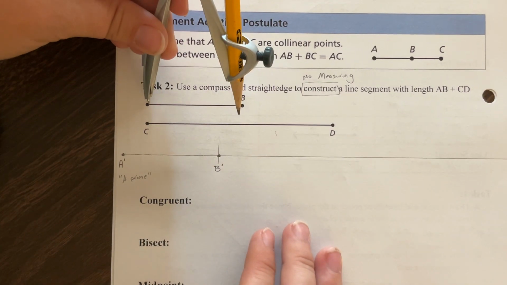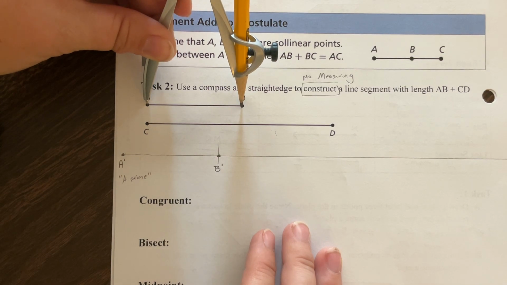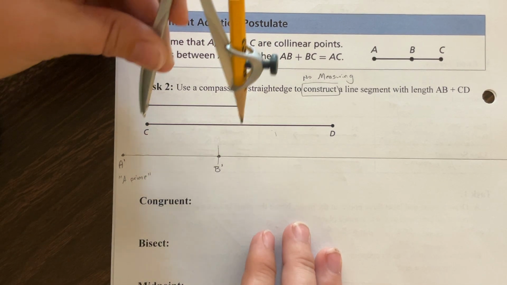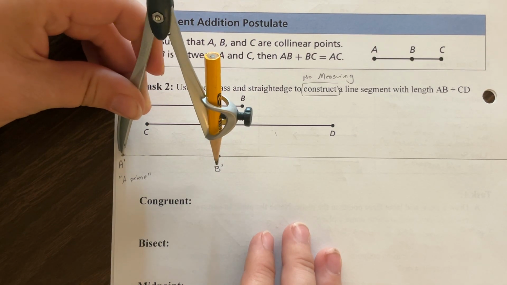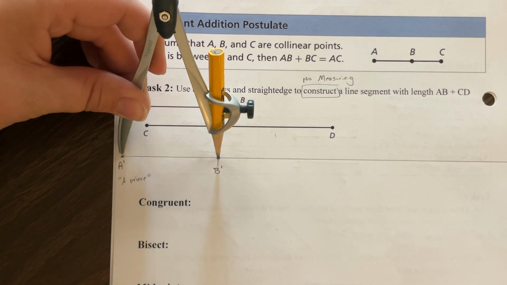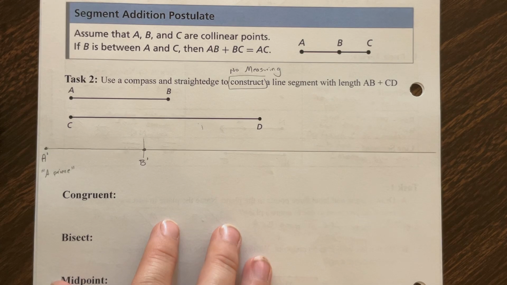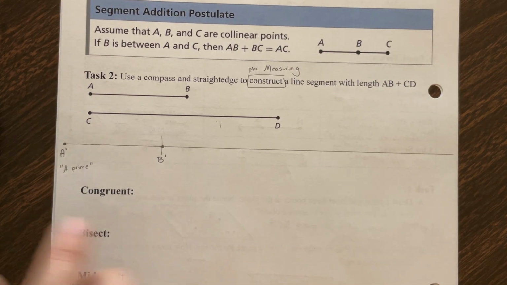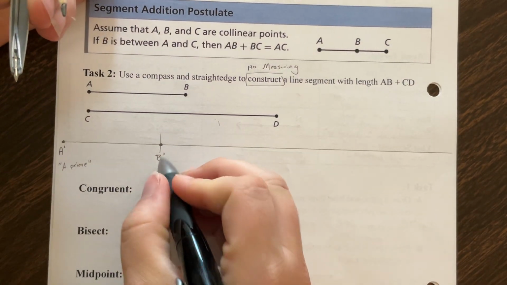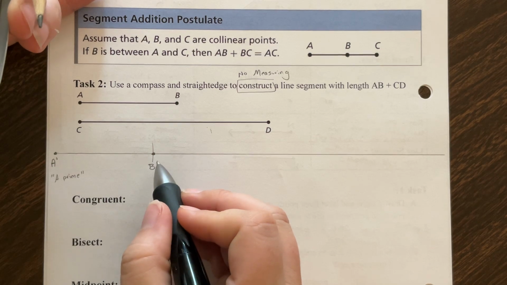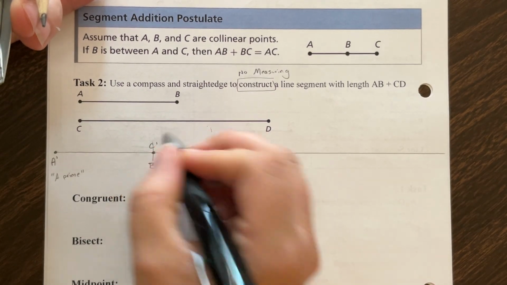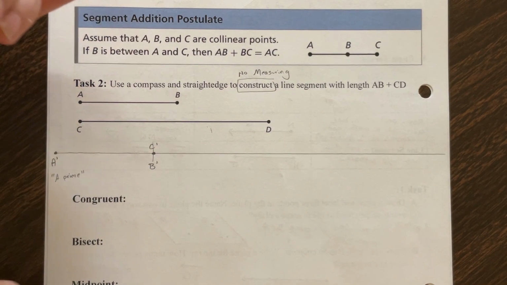And I can double check it by putting my compass up here, measuring from here to here, and putting my compass in here, measuring from here to here. Okay, so yes, they are the same. Now, that's A to B. We want A to B plus CD. So I'm going to take this point I named B prime and give it another name. I'm going to call it C prime. That's where C prime is going to be.